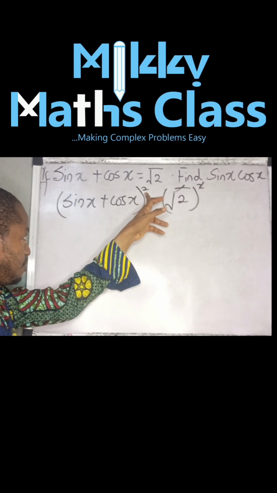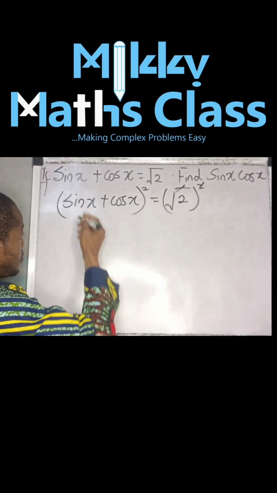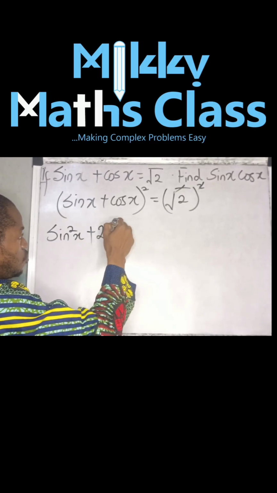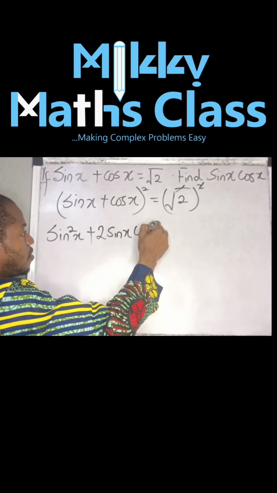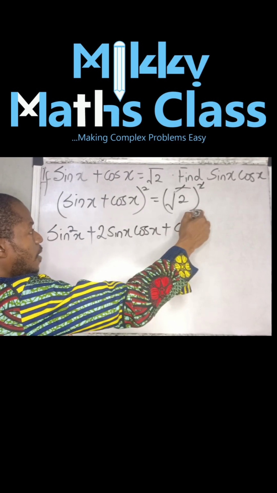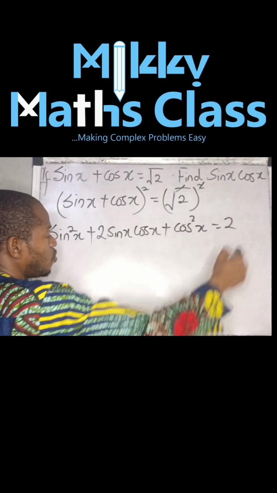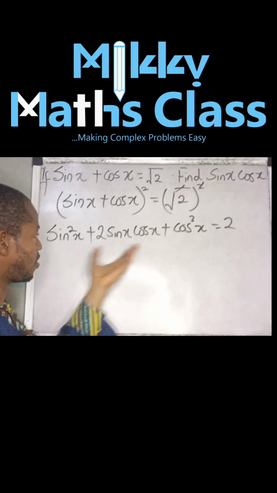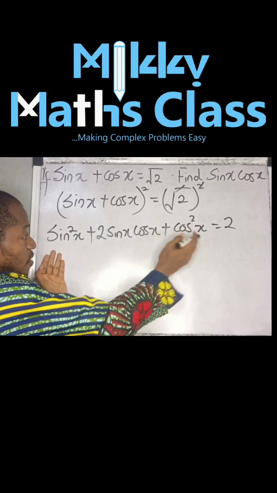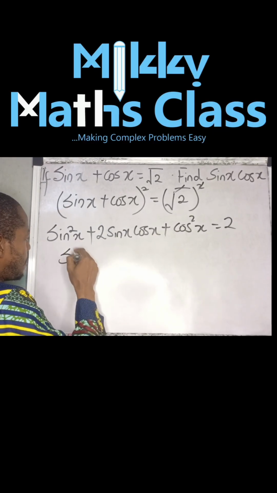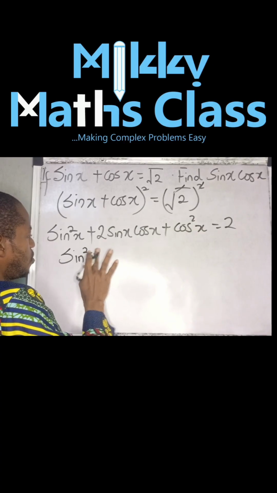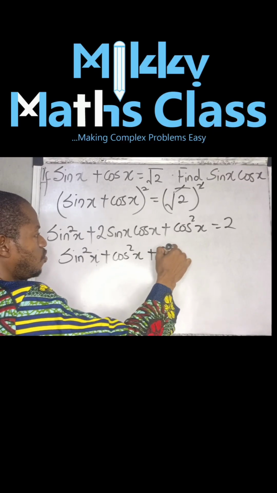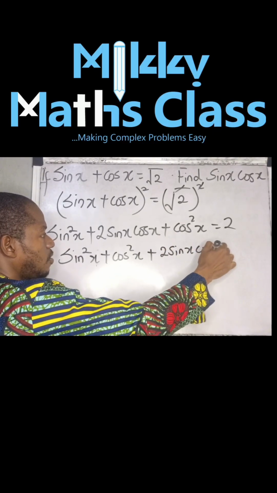Now when we expand this, we'll have sine square x plus 2 sine x cos x plus cos square x to be equal to 2. Now the next thing we do, let's bring sine square x and cos square x to one side. Sine square x plus cos square x plus 2 sine x cos x equals 2.